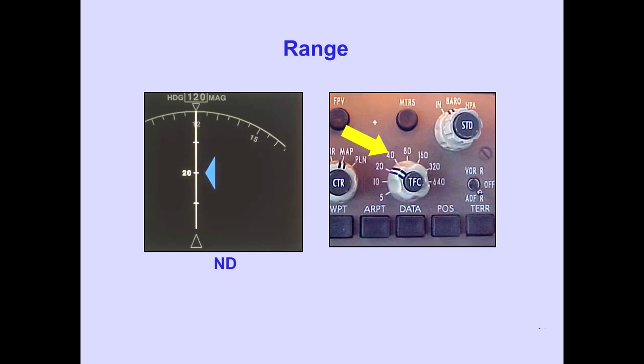The track line also displays range values. The ND range selector can select ranges from 5 to 640 nautical miles.